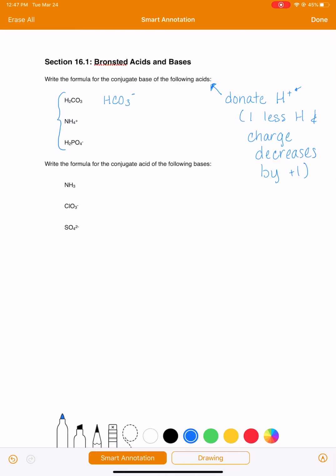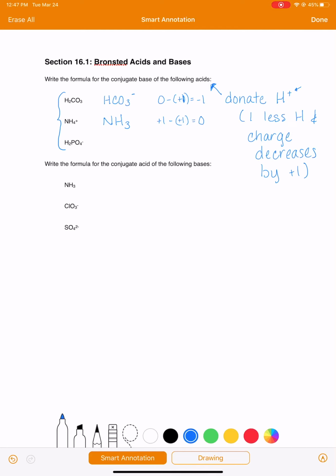Let's try another one, NH4+. The conjugate base of NH4+. We have to lose a hydrogen, so we go from NH4 to NH3, and we lose a positive charge. We started out with one positive charge, that's the charge of NH4+, and we're going to subtract a positive charge. That's going to leave us with a neutral molecule. Let's do that math up here too. We started out with H2CO3, with no charge, and then we lost a +1 charge, which leaves us with a -1 charge.